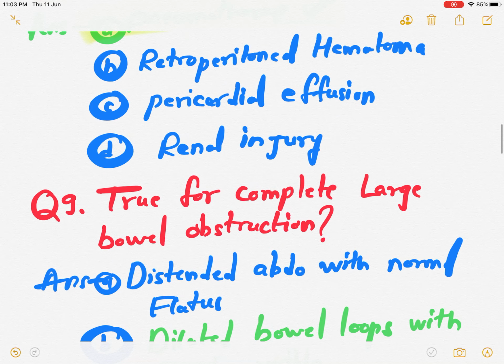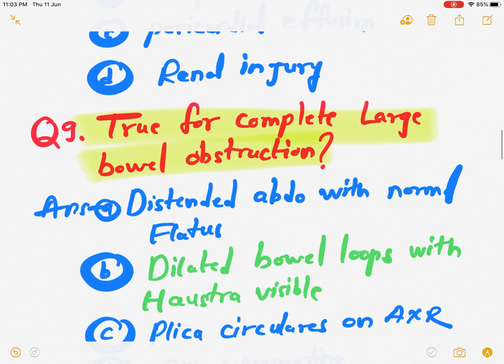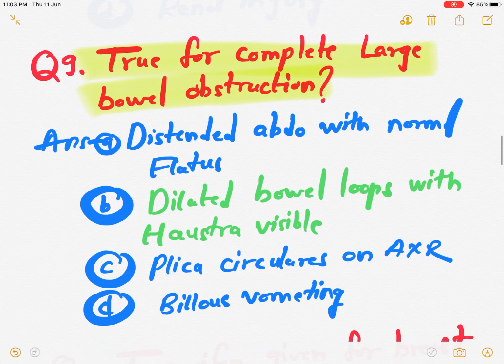Next question is, true for complete large bowel obstruction. There are 4 options: distended abdomen with normal flatus, dilated bowel loops with haustra visible, plicae circulares on AXR, and bilious vomiting. The most correct answer is dilated bowel loops with haustra visible.